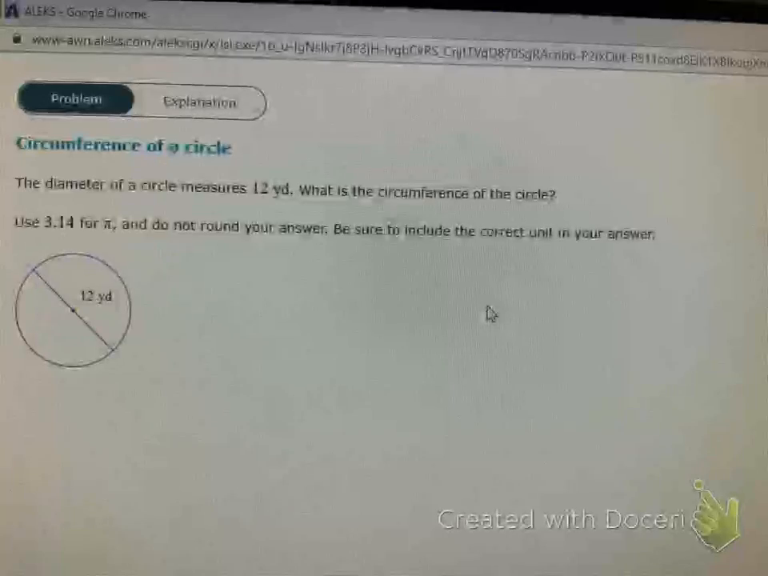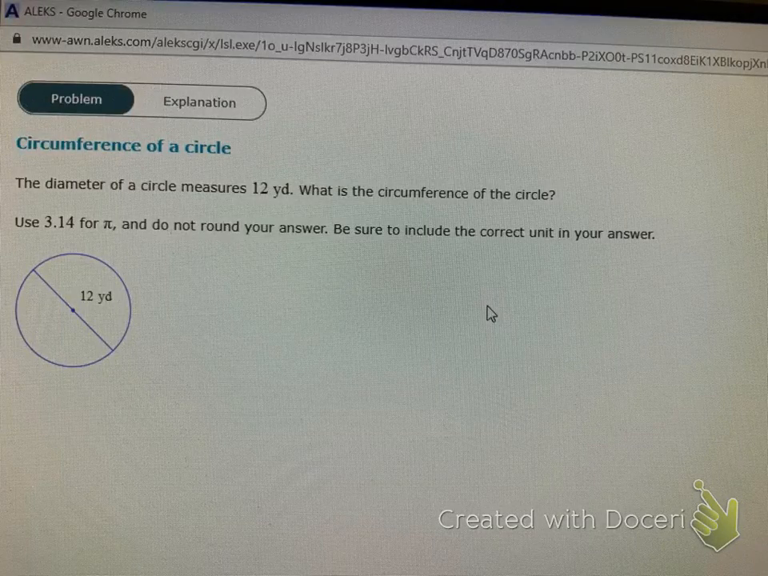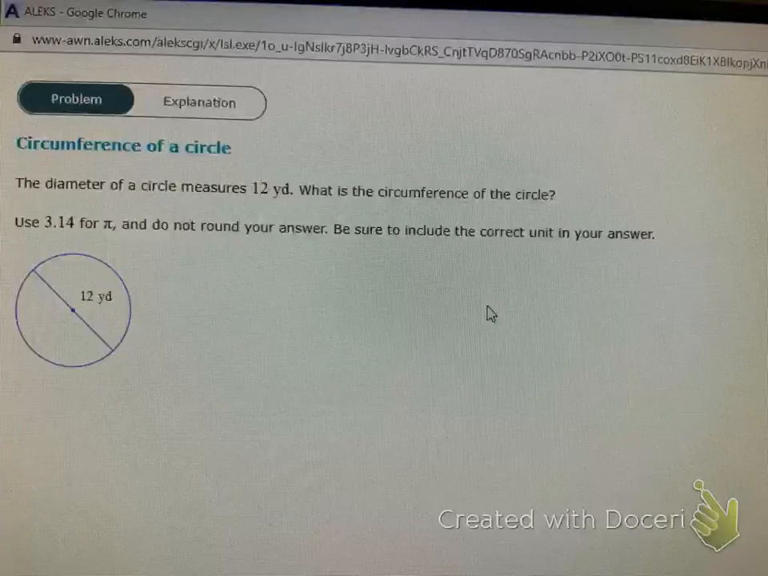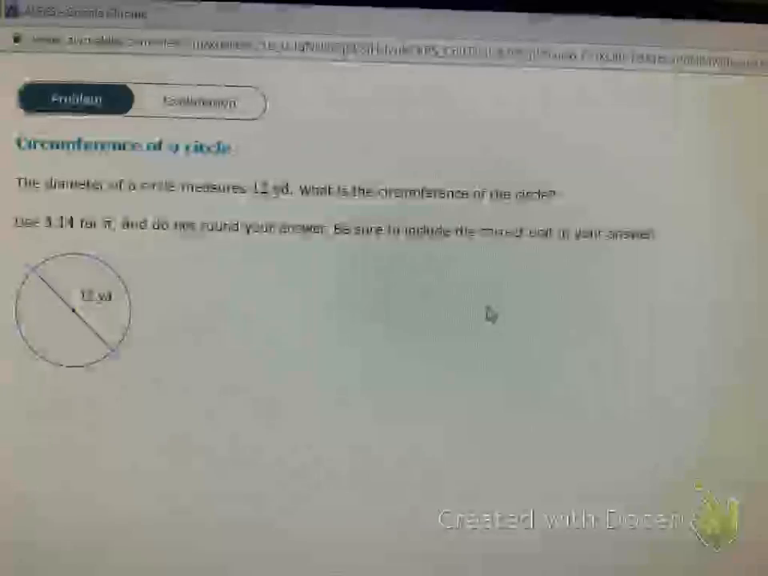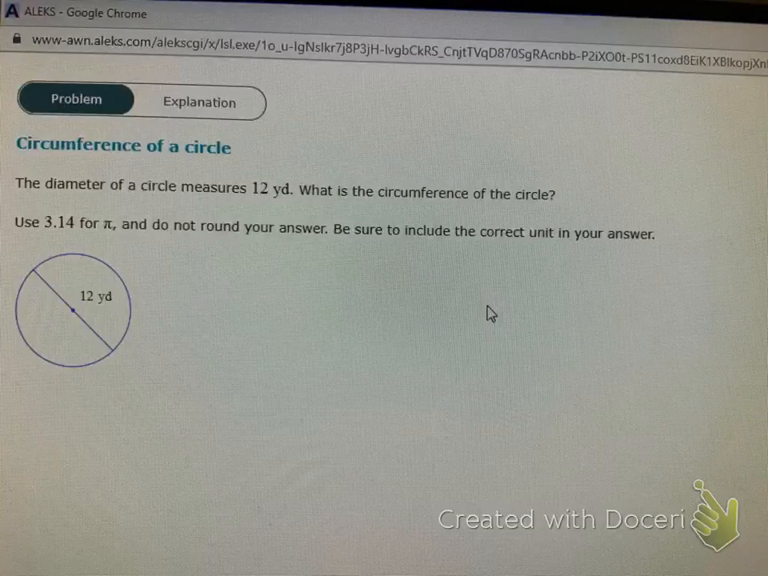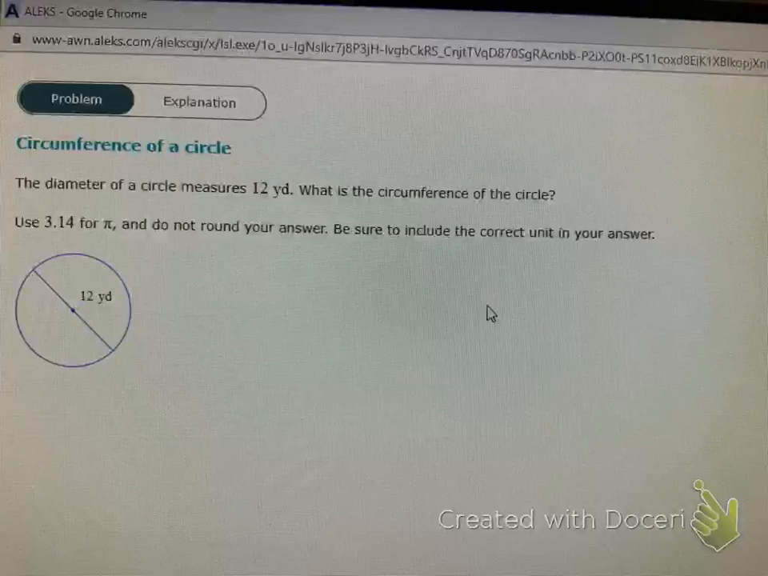I put up one already that's on chords and naming things. This will be on circumference and area. So the question says the diameter of a circle measures 12 yards. You guys can see the picture. It has 12 and it shows that that's the diameter. It says what is the circumference of the circle?